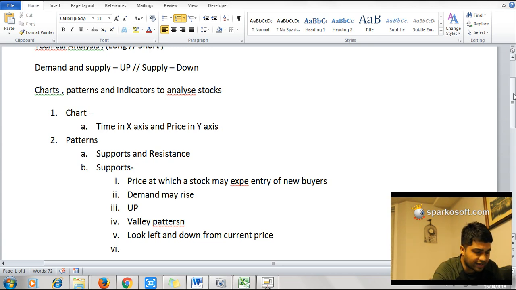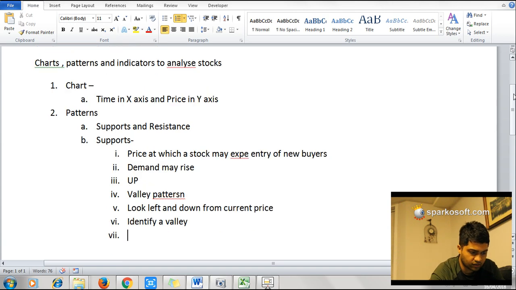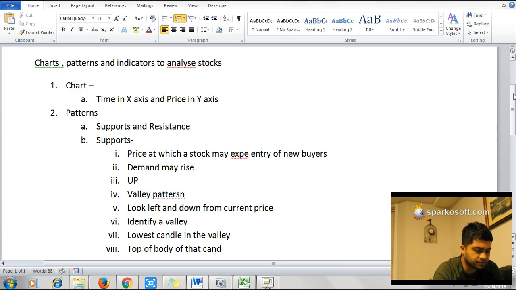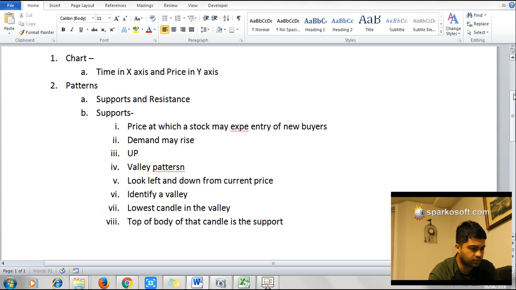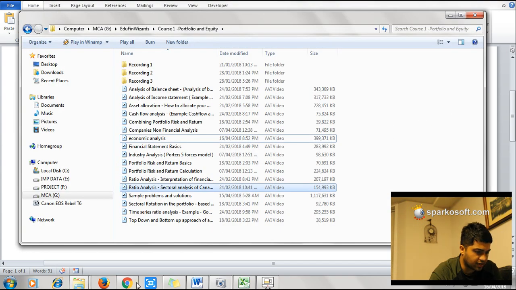Then identify a valley. Look at the lowest candle in the valley. The base of the body of that candle is the support. Okay, so let's try to do that.